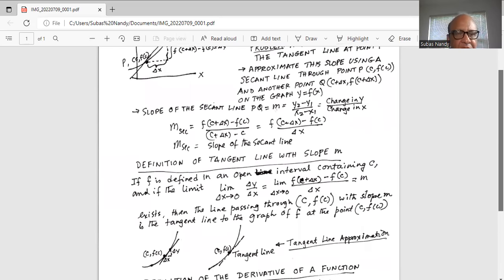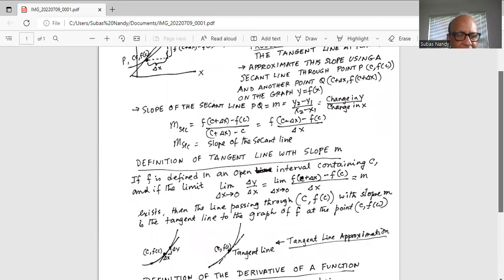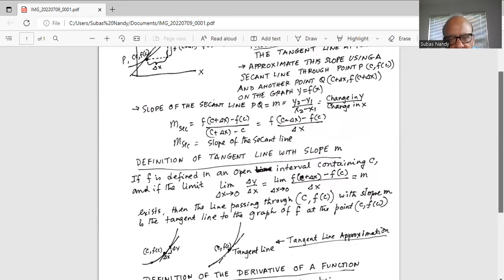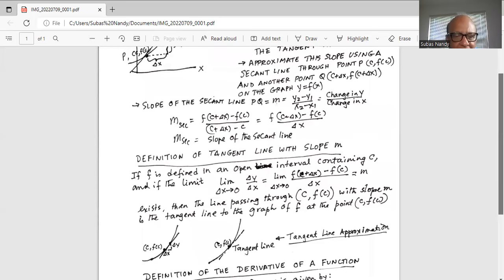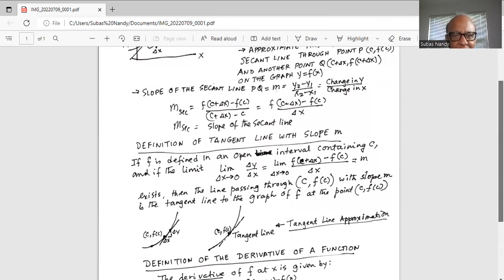How is that possible? We started with a secant line. I've shown you a secant line in the left-hand side diagram. The point P has coordinates c and f of c, and we incrementally increase delta x and delta y to reach Q. Change in y is delta y, change in x is delta x. So P and Q are 2 points. Now, as we make delta x very small, as delta x tends to 0, the secant line becomes the tangent line at the point c, f of c on the curve y equal to f(x). So it's a tangent line approximation.